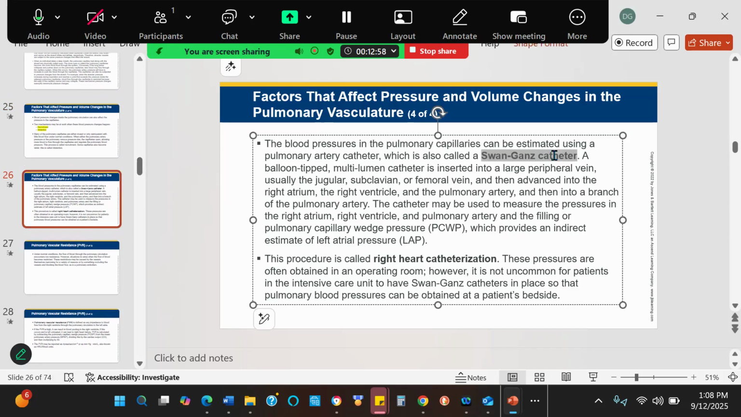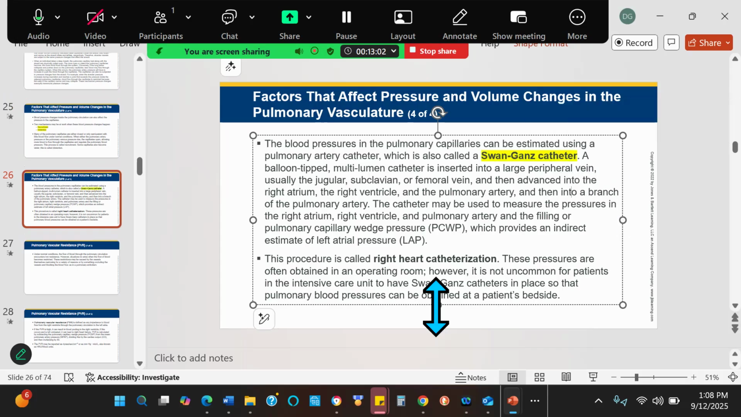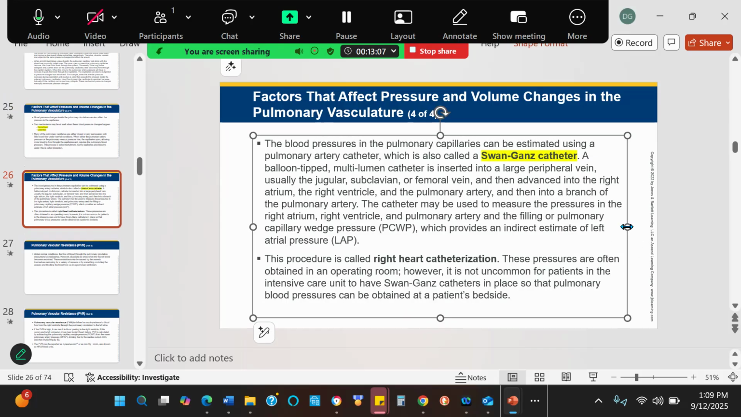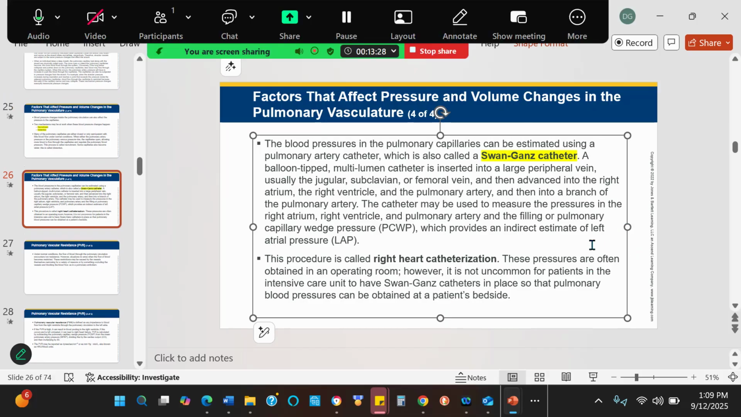Swan-Ganz catheter. I'll show you one when we have our next live session. I'll actually hold one up and show you. This goes into the pulmonary system. It enters the heart through the right atrium, then goes into the right ventricle, makes a bend, and goes up the pulmonary artery, and it sits right there in the pulmonary artery floating. It has a balloon which can be inflated to wedge it.